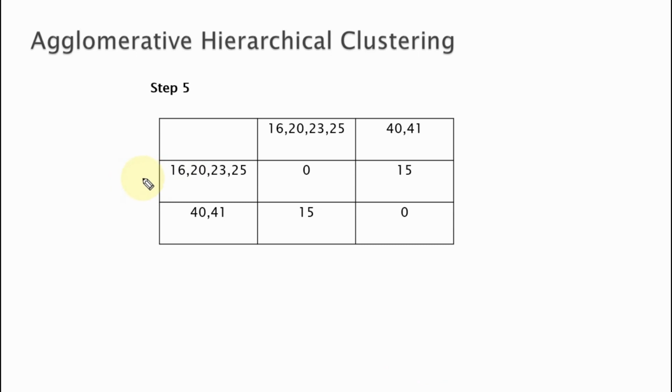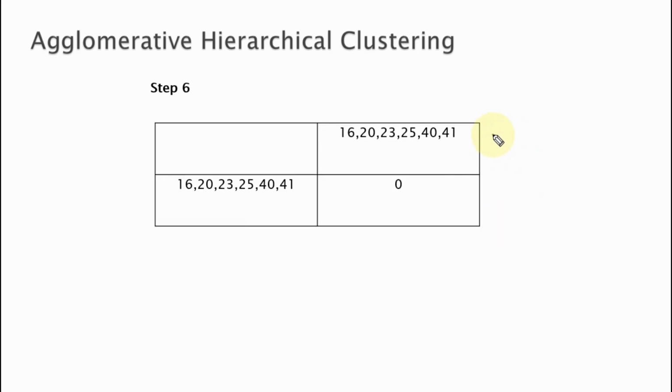See, we have written here 16, 20, 23 and 25, and now we have chosen this. Now what we have to do here is merge this, and then we will have one cluster left. See, we have combined all the data points and now we have one cluster left. Now we will make the dendrogram.